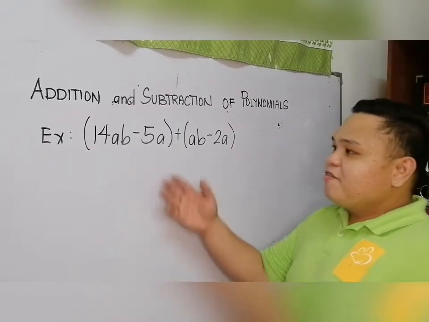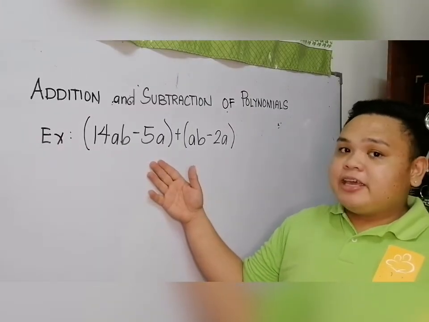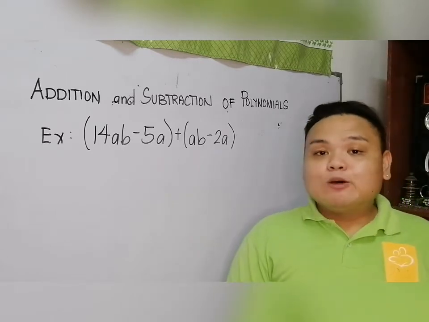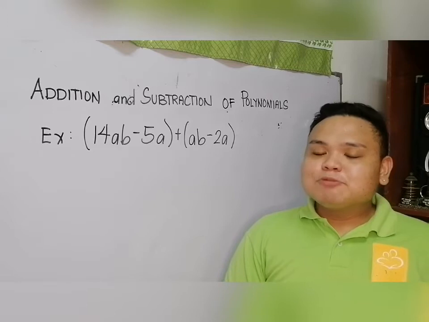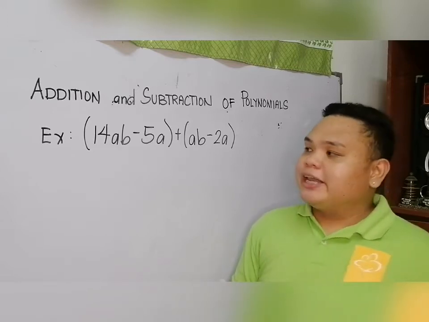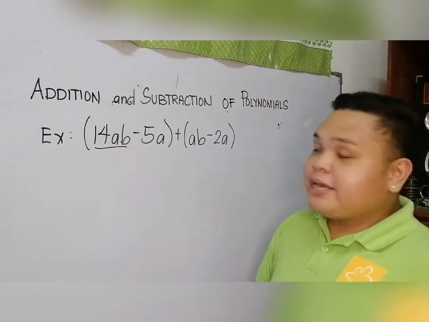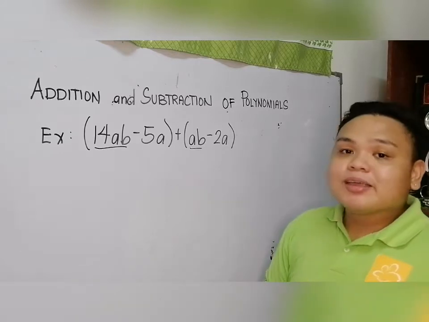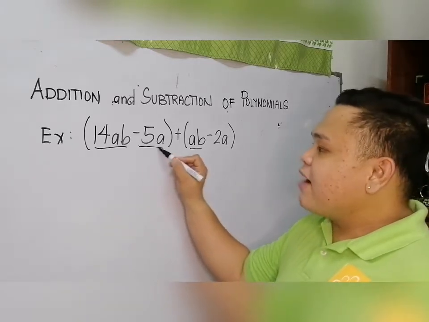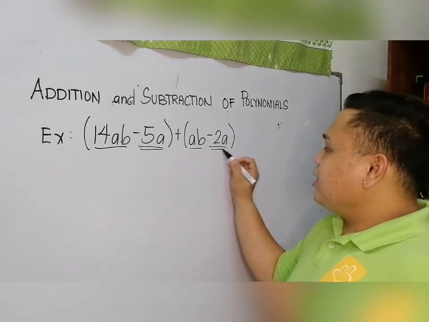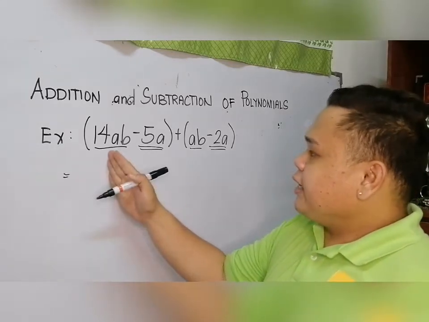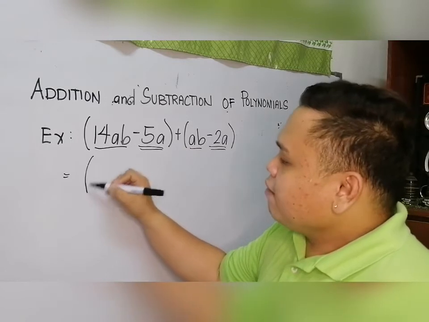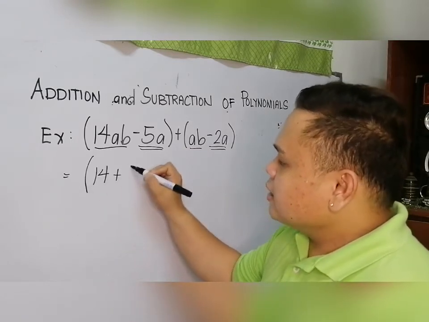Next, let's have 14ab minus 5a plus ab minus 2a. Again, our first step is to look for the terms with the same literal coefficient. We have here 14ab and ab. We also have negative 5a and negative 2a. So in this case, we will be combining 14ab and ab. You will have here 14 plus 1.